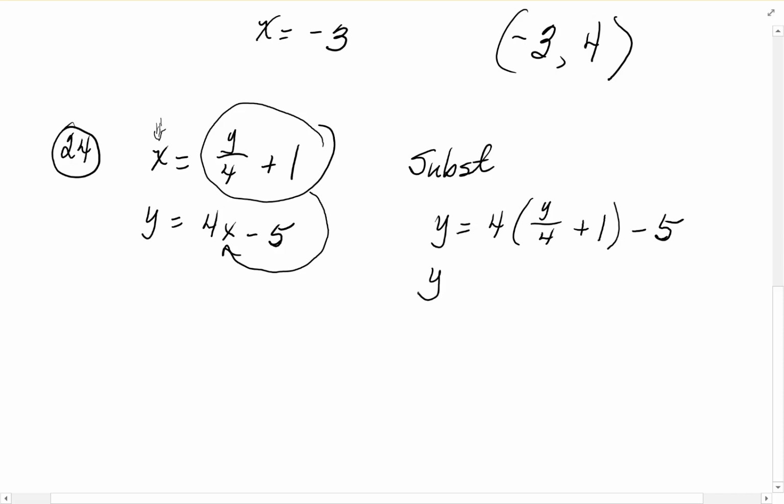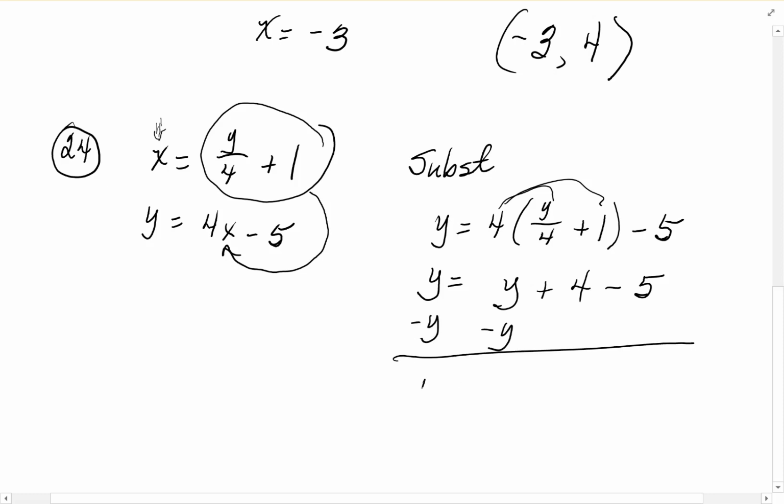So I have y is equal to, when I use the distributive property, for the first one, the 4's divide out and I just have y, and then when I distribute, I have a 4 there and a minus 5. Now, when I try to get my y's on one side, it turns out that all of the y's disappear. And if I combine those, I have negative 1.